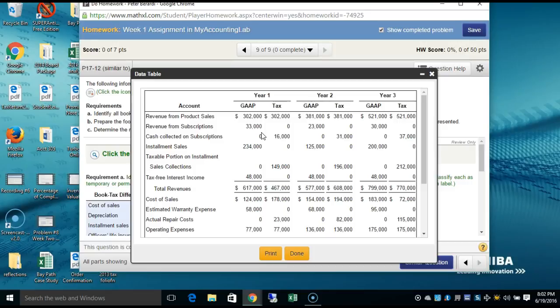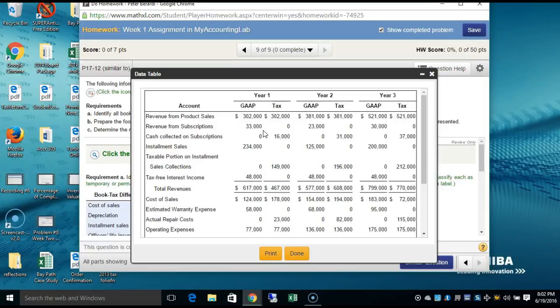Revenue from subscriptions for GAAP purposes is obviously earned temporarily put on the unearned on the balance sheet and then earned as the subscriptions come due. But for tax purposes, we don't have to recognize it unless cash is paid. So not only do we have to determine if it's temporary or permanent, we have to determine if it's a deferred tax asset or liability.